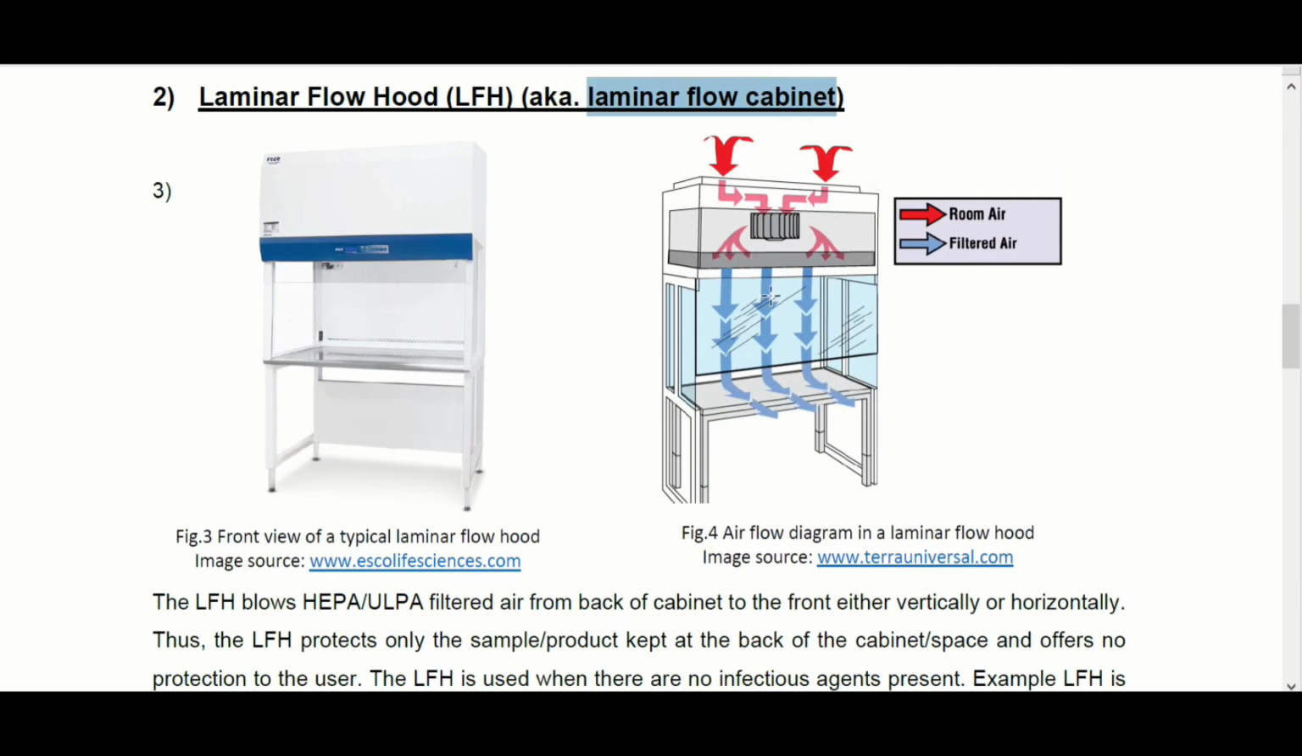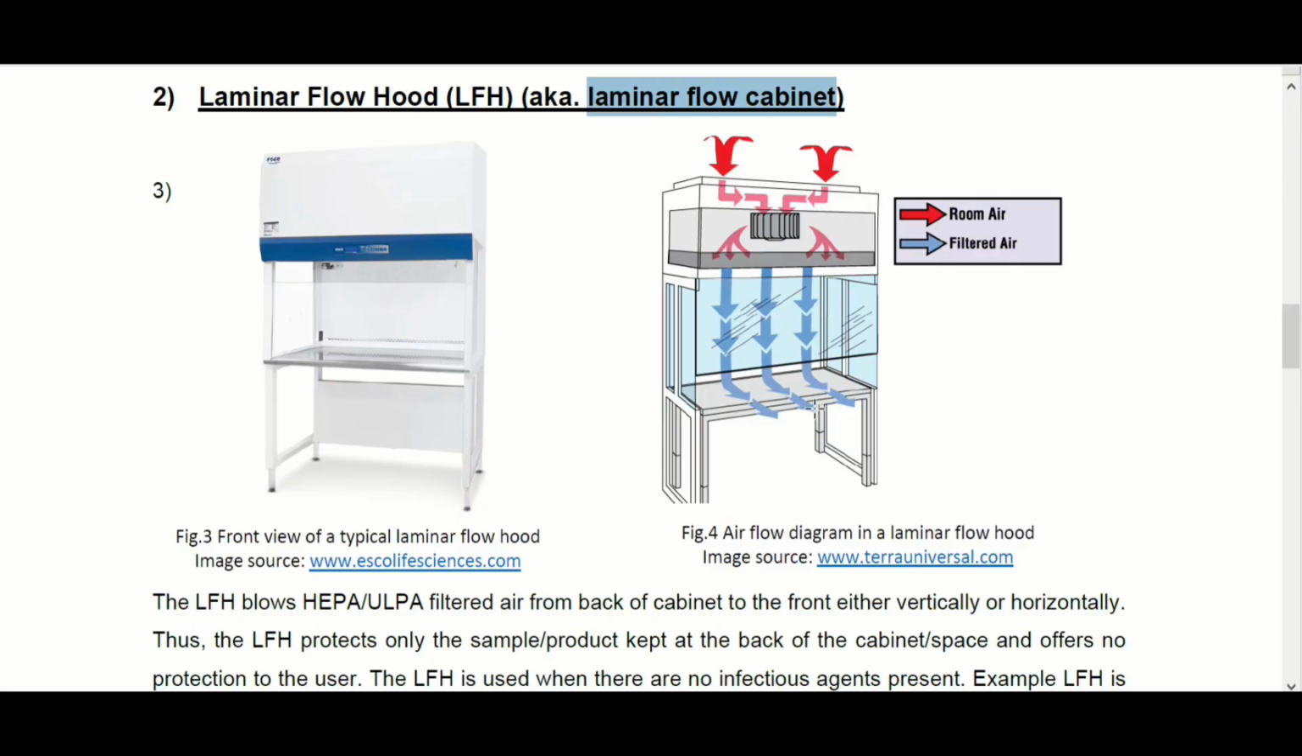What we mean by protect the users is that in a hood that protects the users, the air will never be drawn towards the user. Instead, the air should be drawn away from the user. Therefore, there's no possibility of bringing harmful materials towards the user. In the case of a laminar flow hood, it doesn't. The air is drawn actually towards the outside, which is towards the user.